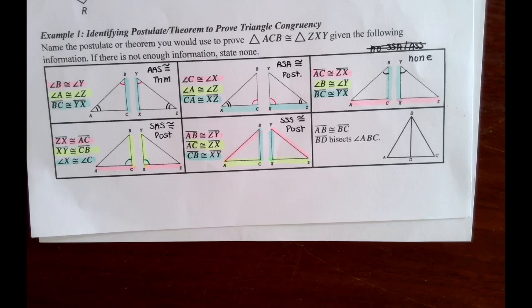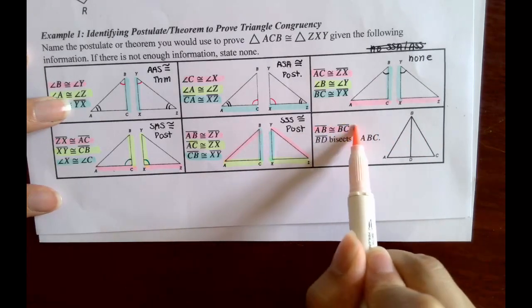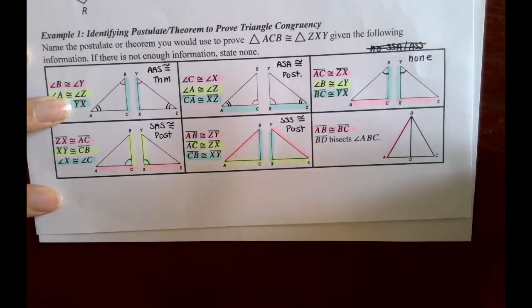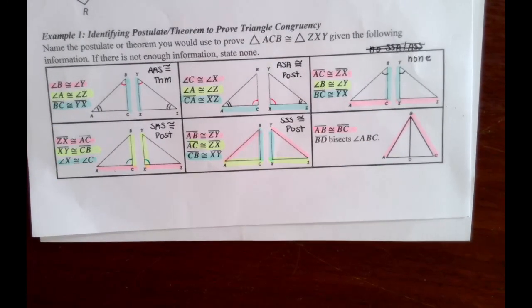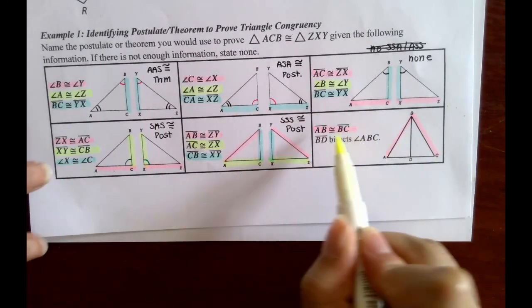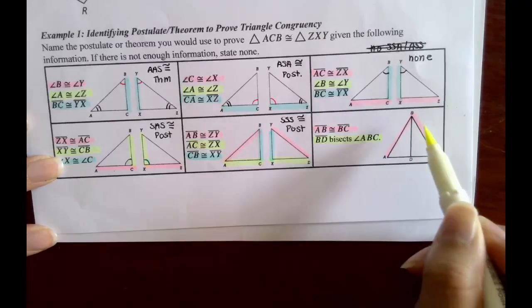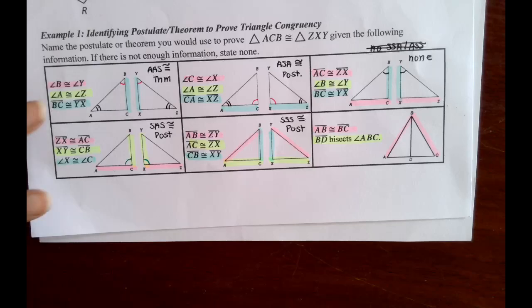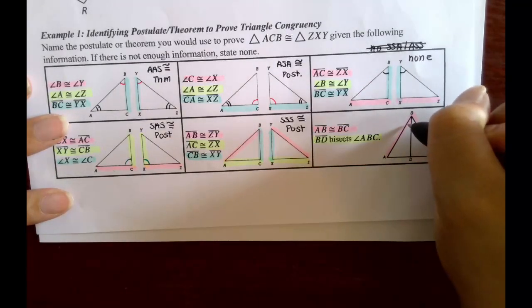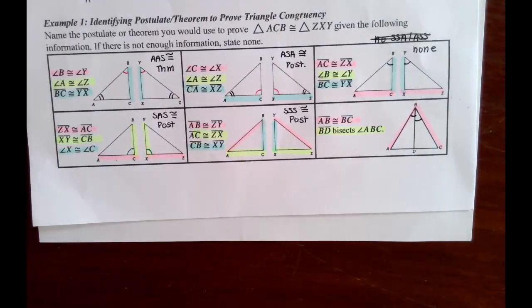So AB is congruent to BC. So this is congruent to this. Okay. And then here we know that BD bisects this angle. So if this side bisects the angle, that means that this part is now cut into 2 equal halves. So this is now equal to this, okay?